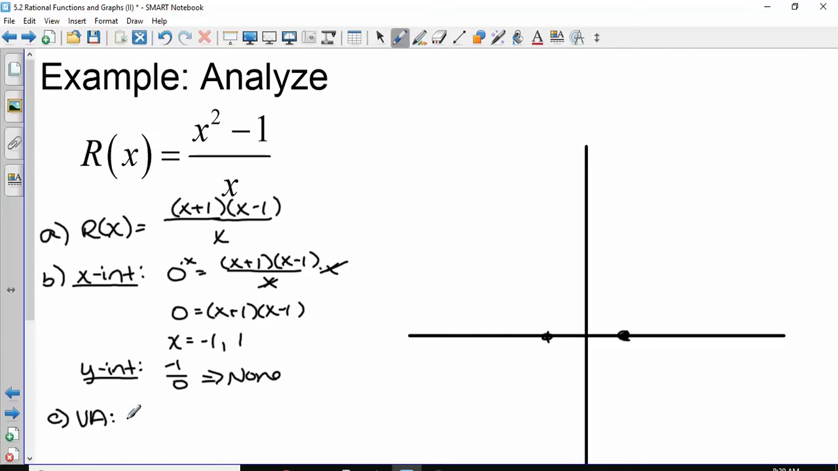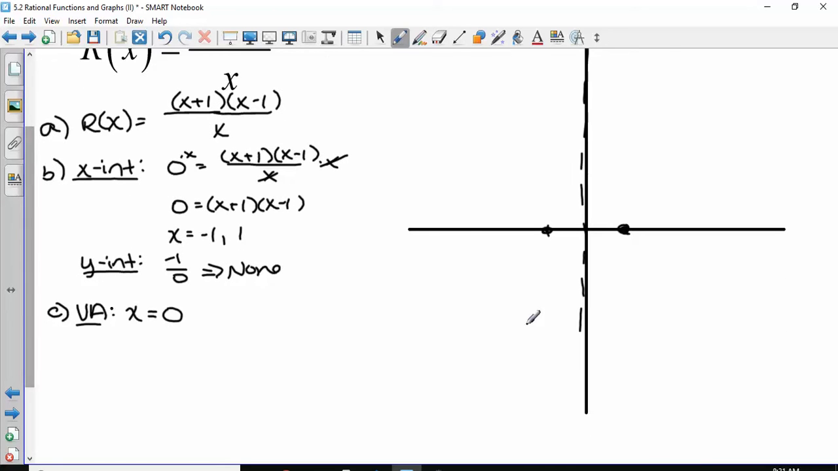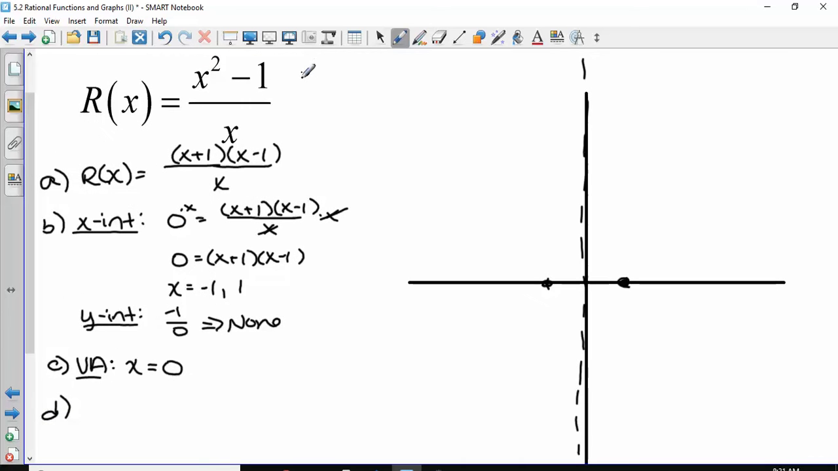Vertical asymptote, x equals whatever makes the bottom 0, which is just a 0. X equals 0, that's just your y-axis. Now we decide horizontal or oblique. So what's the degree of the top? 2, and the bottom? Remember, if the top is 1 bigger, that's oblique.